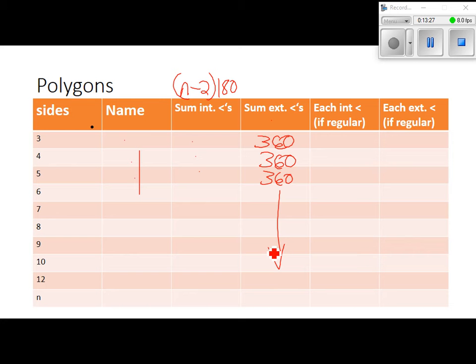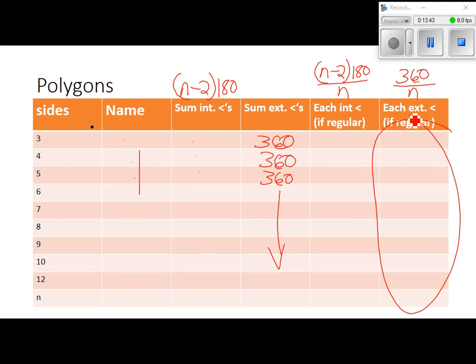Each interior angle, we could use the formula again, n minus 2 times 180, divide by the number of sides. Each exterior angle is 360 divided by the number of sides. Probably be easier to find all these exterior angles first if the shape's regular, and then just take each one of these and subtract it from 180.